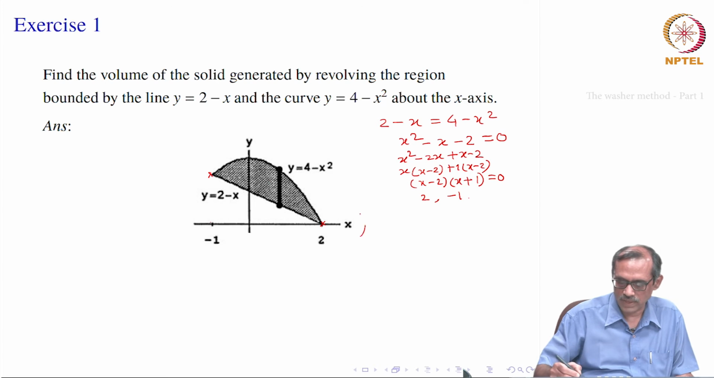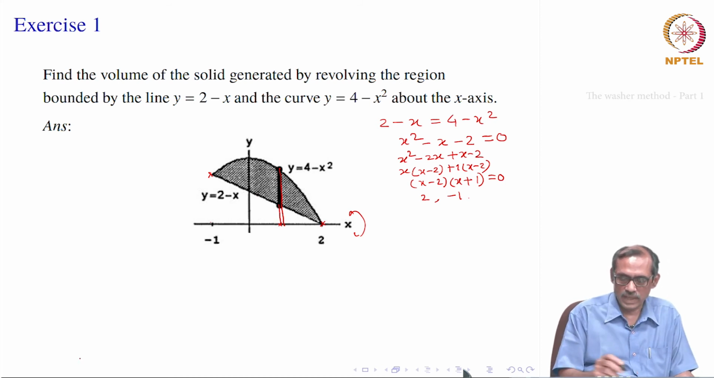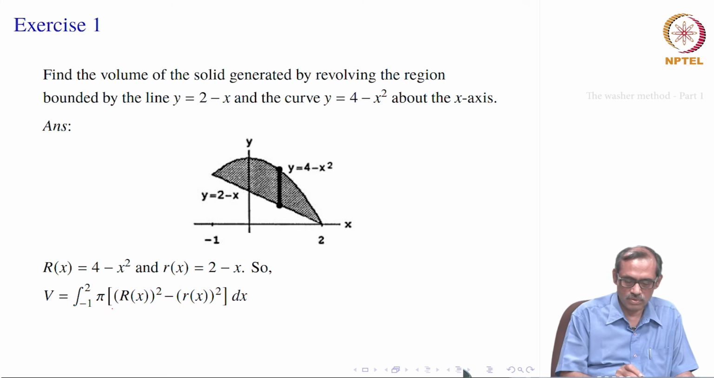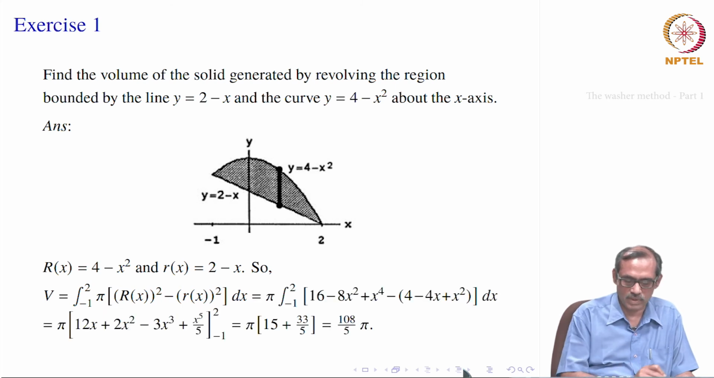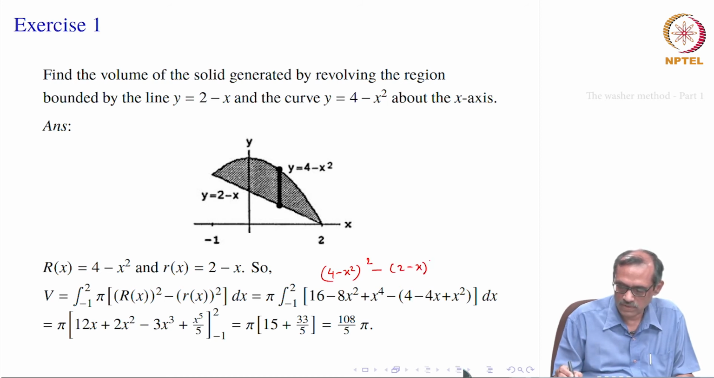Once it is revolved about the x axis, our outer radius at any point x will be the big one. That is coming from y equal to 4 minus x square, and the inner radius is by the straight line, which will be y equal to 2 minus x. Then our volume will be the integral from minus 1 to 2 of pi times R of x square minus r of x square, which is pi times 4 minus x square, minus 2 minus x squared.